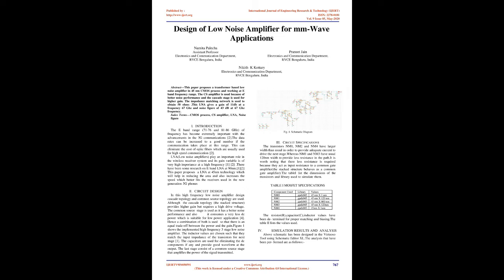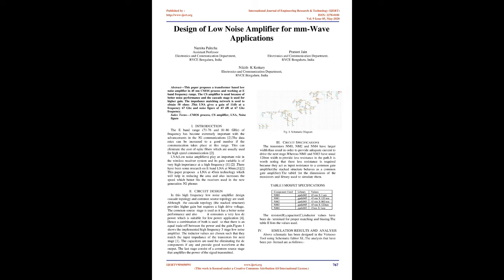LNAs, low-noise amplifiers, play an important role in the wireless receiver system, and its gain variable is of very high importance at a high frequency 1-2. There has been some research on E-band LNA at 90 nm 1-2. This paper proposes an LNA at 45 nanometers technology, which will help in reducing the area and also increases the speed, which better fits the receivers used in the new generation 5G phones.